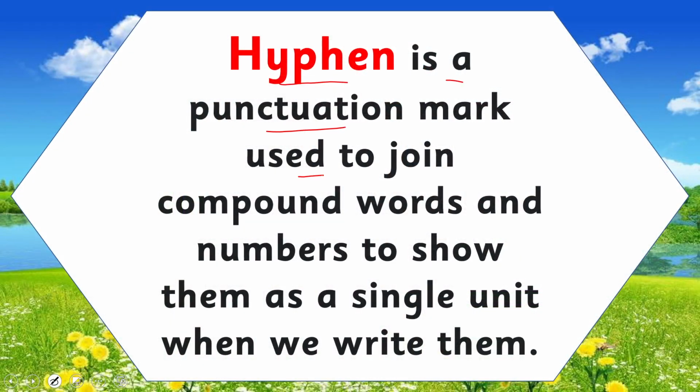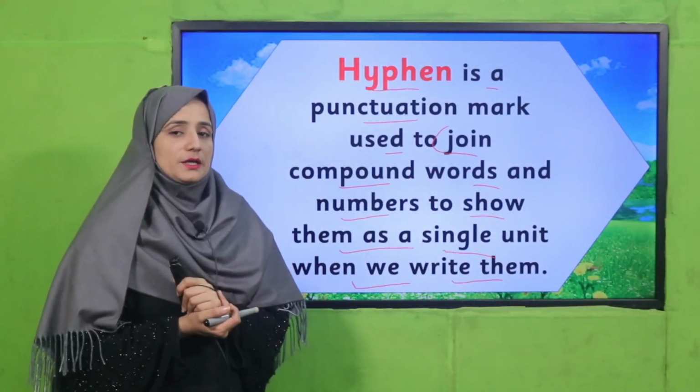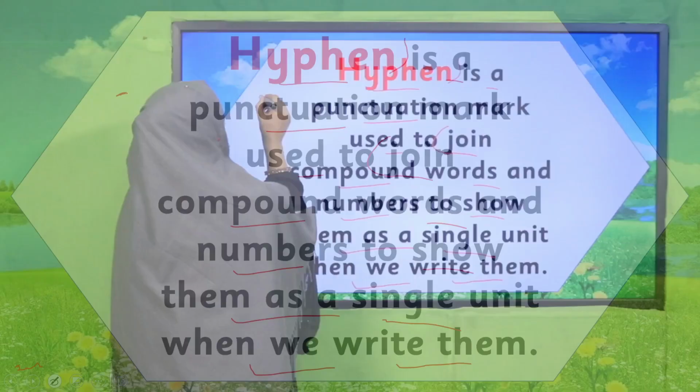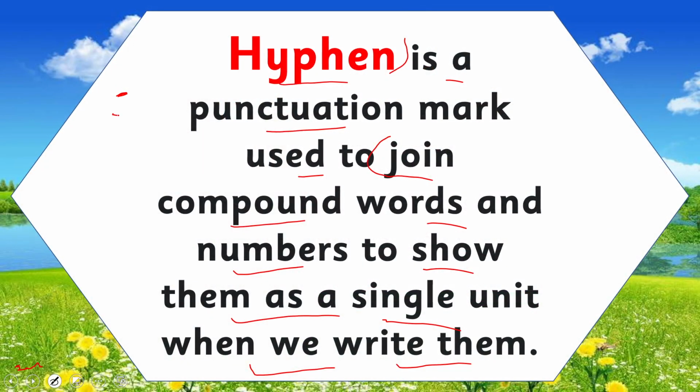Hyphen is a punctuation mark used to join compound words and numbers to show them as a single unit when we write them. We have already learned about compound words. For a few compound words, my dear students, we use a hyphen. This symbol is a hyphen. This short line is called a hyphen.